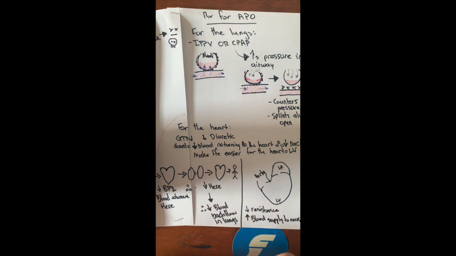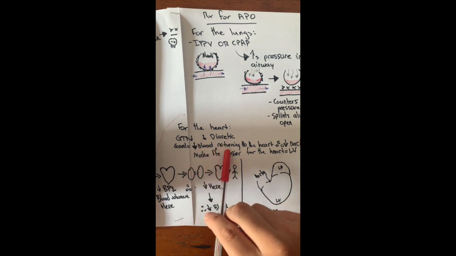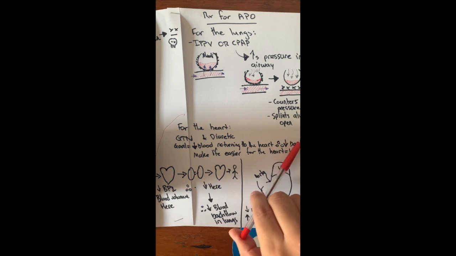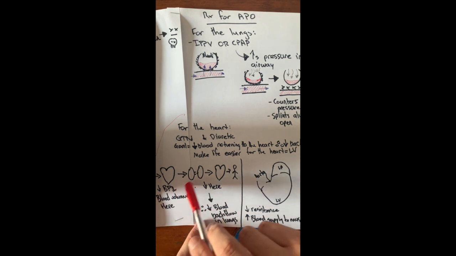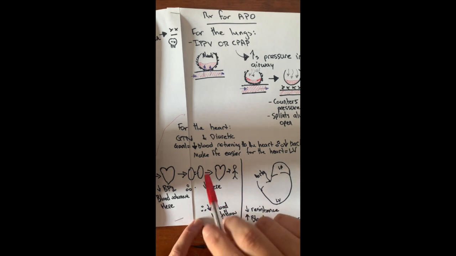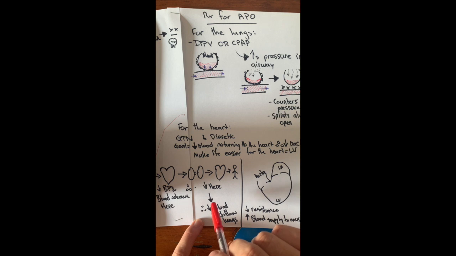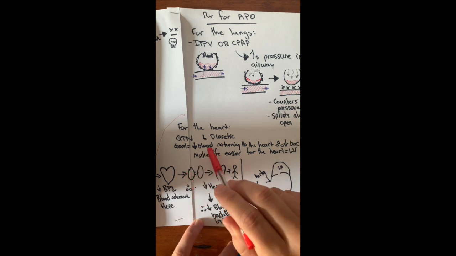So now for the heart. We have GTN and diuretics, so furosemide. The goal is to decrease the blood returning to the heart, therefore backflow, and make life easier for the heart. So let's look at how we decrease blood returning to the heart. We knew that the left ventricle couldn't pump out as much blood because it's fatigued, it's weak, and it's had a heart attack, ACS, arrhythmias. What if we decrease the amount of blood going into the left ventricle? Therefore, it still pumps out a bit, but there's not as much backflow.